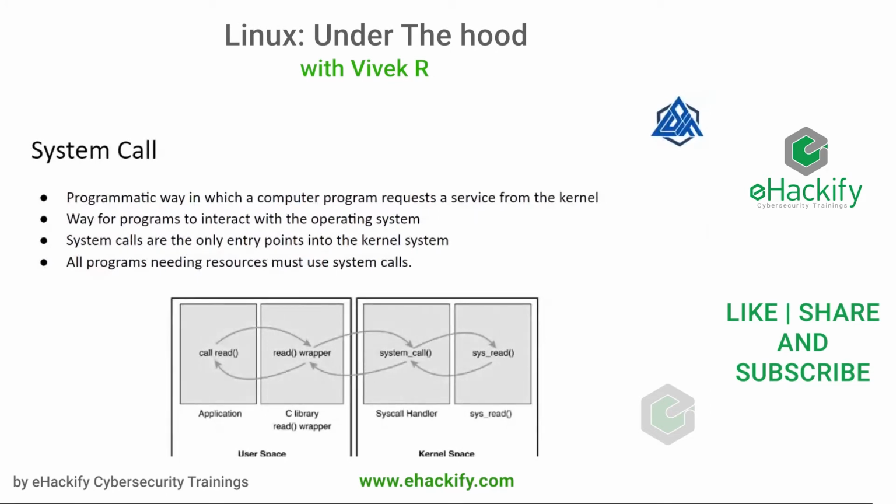All programs needing resources must use a system call. Here I will explain how a read system call works, that is, how opening a file for reading actually works. For the read system call to execute, the open system call should execute first, and only then might the read system call execute. The whole process is like when we double click a particular file, for example a.txt. So at that point, what happens?